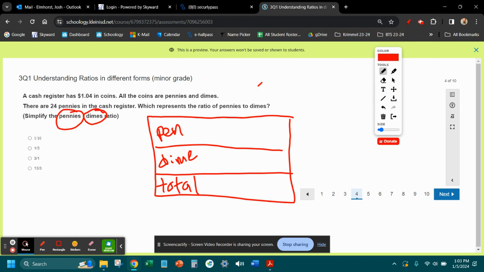Looking at number 4, we're going to set up the part total. We have pennies, dimes, and then the total amount of money. It says pennies, there's 24, and we're going to put that in cents, and then there's $1.04. So we have 24 pennies, which is 24 cents, and we have $1.04. So how much money do we have in dimes? 80 cents.